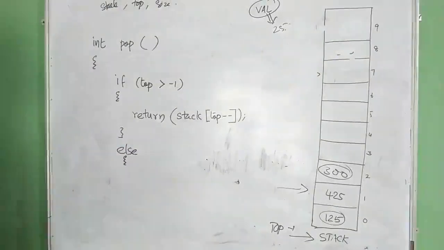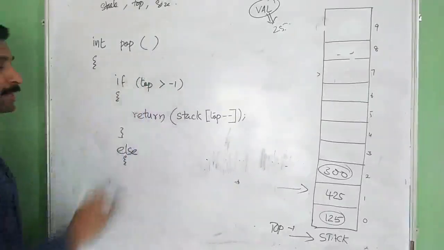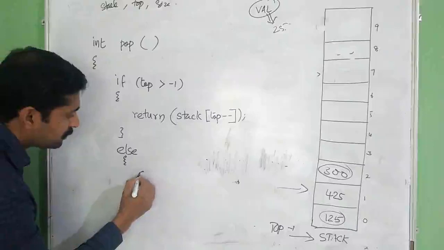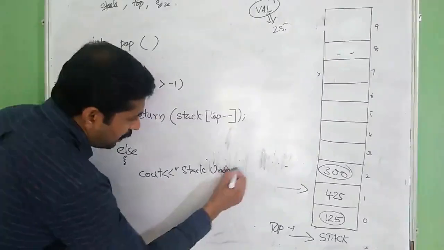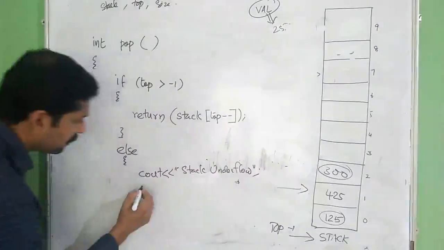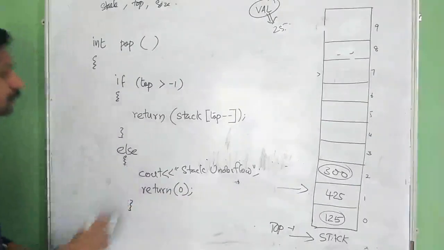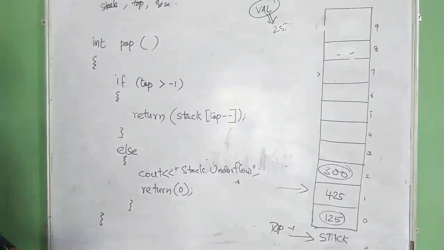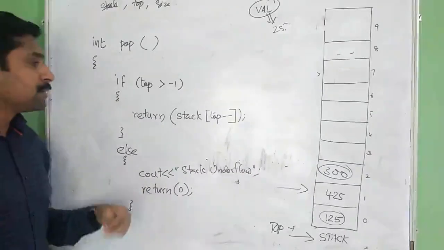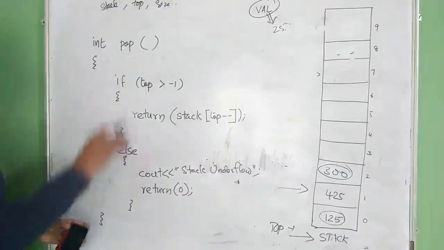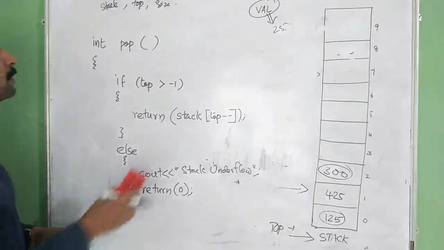Now else, if top is not greater than -1, cout stack underflow, then return 0. So this can be the function for pop operation. You can write this in many different ways. So I am using this code. We can perform this pop operation using this code.